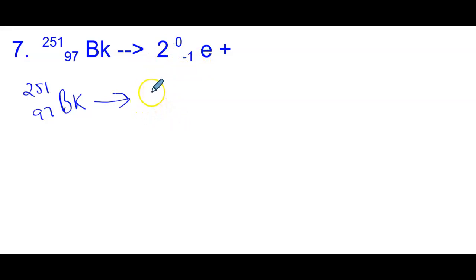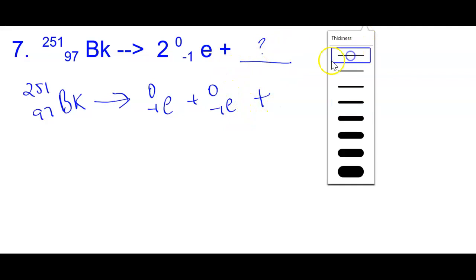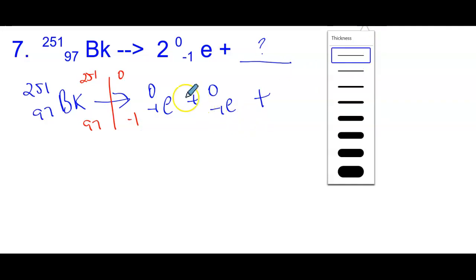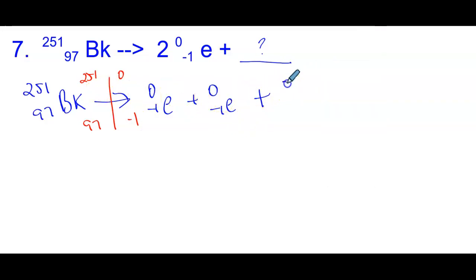Okay, so this is going to be 0, -1e plus 0, -1e plus we don't know. So this is our missing piece right here. Okay, so let's do the same thing we always done. Let's split it, and let's look at 251 and 97 and 0 and -2. Alrighty, so we're trying to figure out what's missing because I don't have equal numbers. So I have 0, but I got to get to 251. So we're going to have 251 on top because 251 plus 0 is 251. Remember, there's 2 of these because there's a 2 here in front.